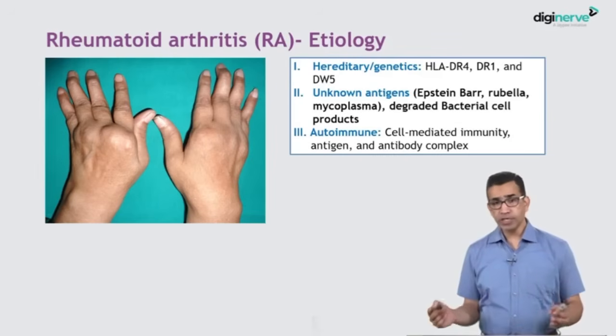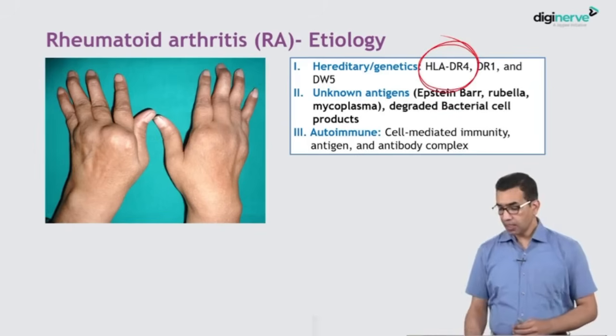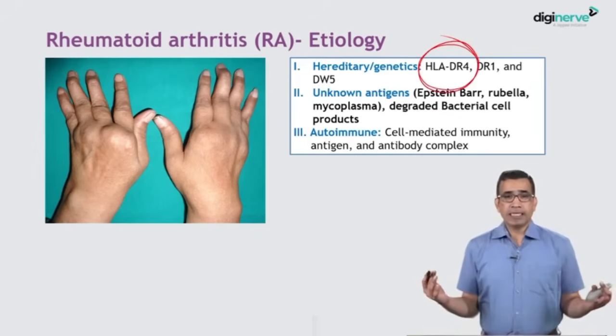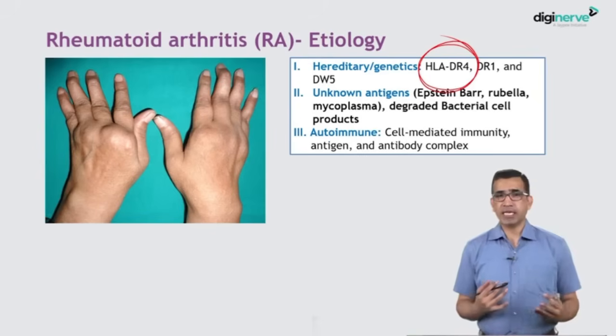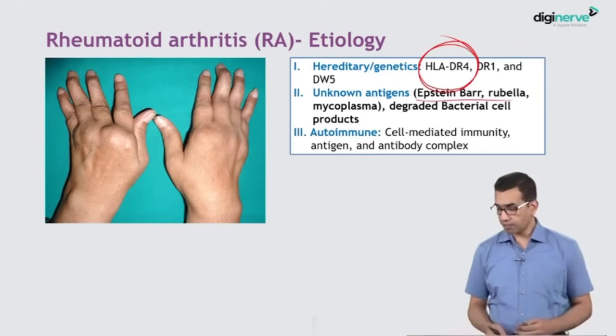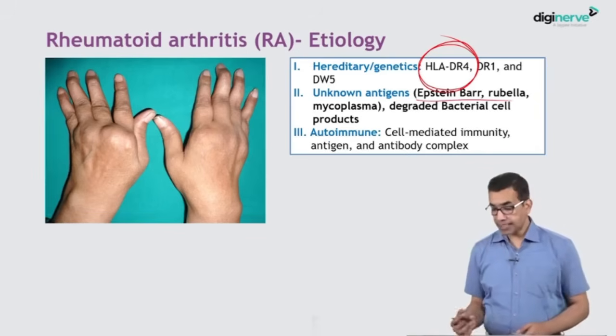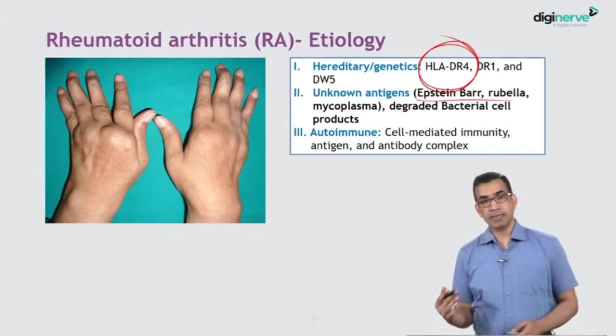There are some etiological factors. One of the most important hereditary or genetic reasons is the presence of the HLA-DR4 gene. There are some unknown antigens which are probably the degradation products of bacteria or some viruses like Epstein-Barr, rubella, mycoplasma or bacterial cell products, and there is involvement of cell-mediated immunity and antigen-antibody complexes.